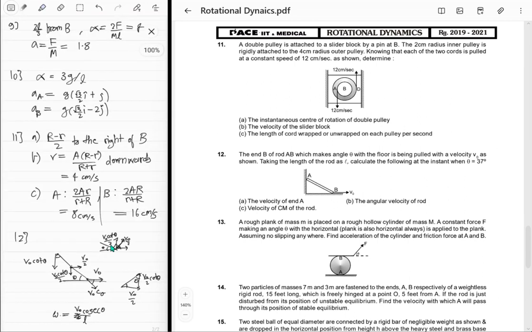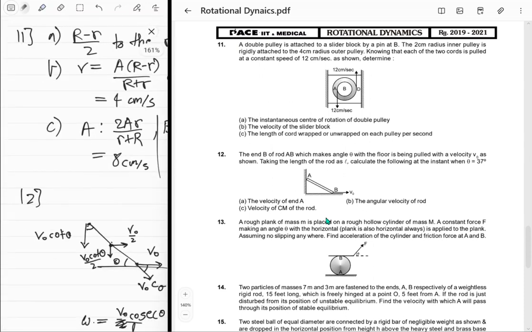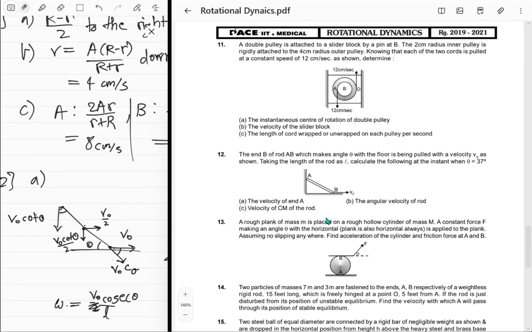Okay. Let's just put down the answers. Velocity of the end A. Let's just write the magnitudes. It's only V naught cot theta.